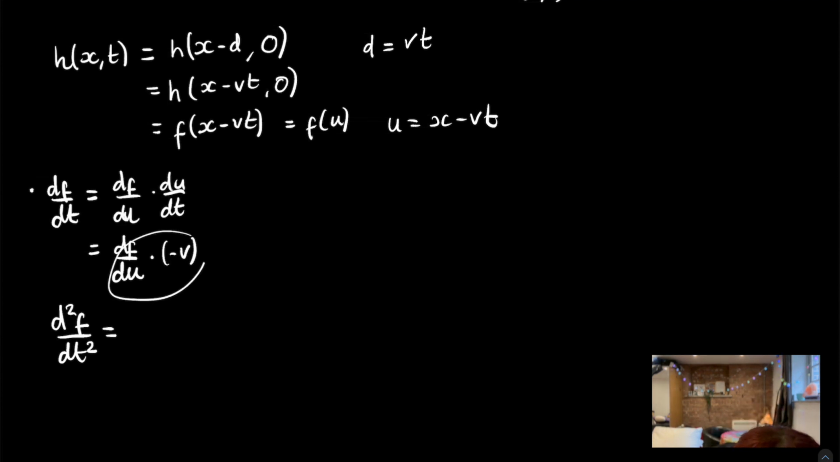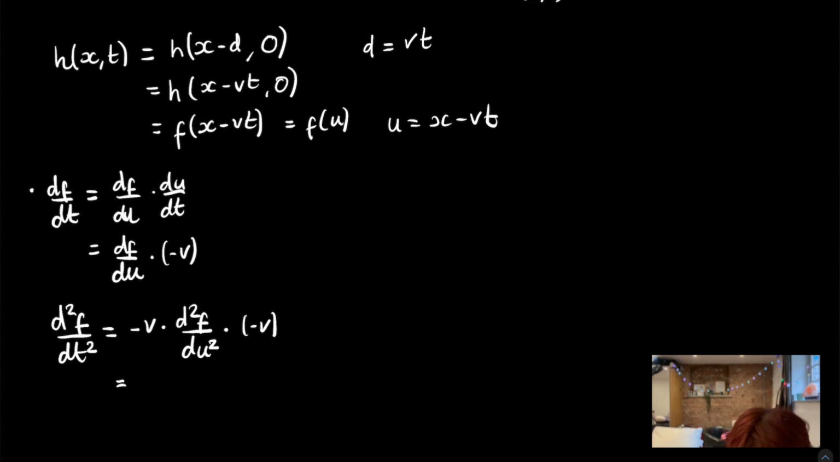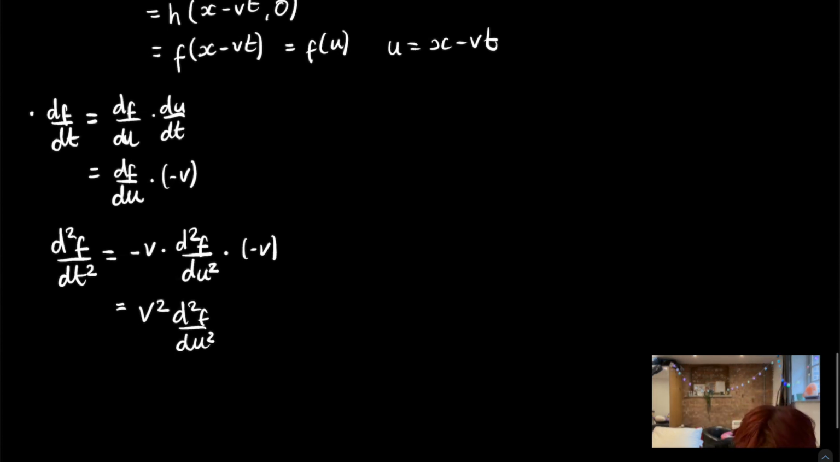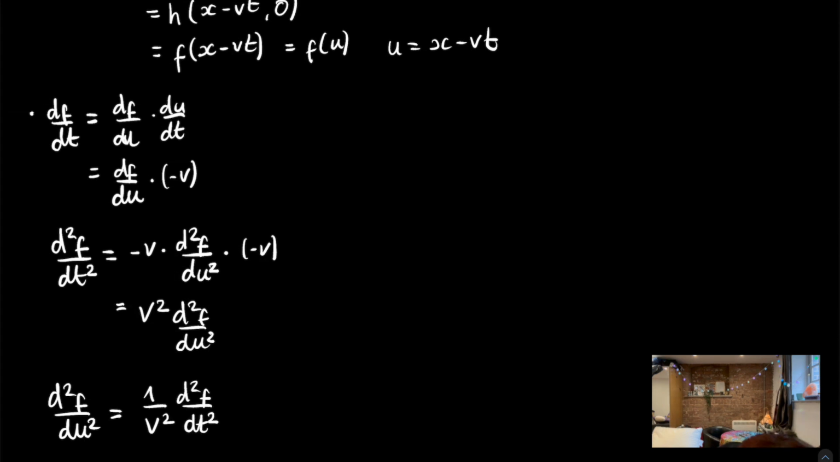So this is going to be the derivative of all of this with respect to u multiplied by the u derivative yet again. So we're going to get minus v times the second derivative of f with respect to u multiplied by another factor of minus v right here, thanks to the chain rule. And these minus v's are just going to combine to give a v squared right here. And so we can rearrange this quite easily to just give that the second derivative of f with respect to u is equal to 1 over v squared times the second derivative of f with respect to t, right here.